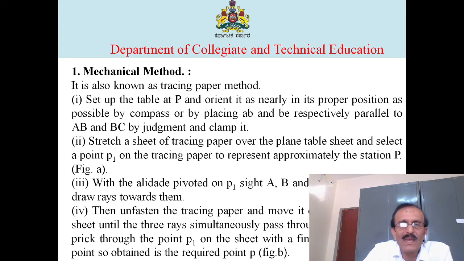Set up the table at P and orient it as nearly to the proper position as possible by compass or by placing ab and bc respectively parallel to AB and BC by eye judgment, and clamp it. Stretch a sheet of tracing paper over the plane table sheet and select the point p1 on the tracing paper to represent approximately the station P, as shown in the figure. With the alidade pivoting on p1, sight A, B, C, the ground stations, successively and draw the rays towards them.